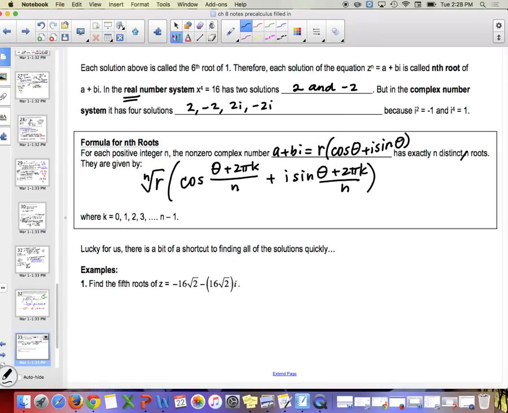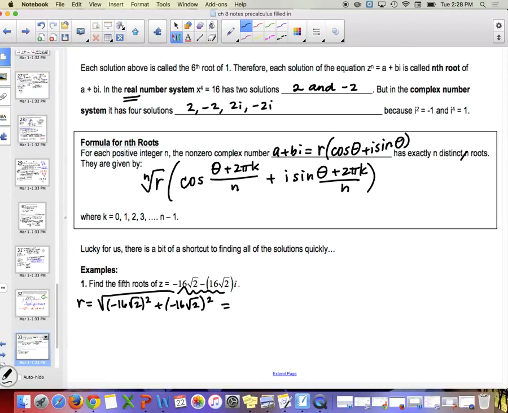So let's think about the 5th roots of this number. Let's first change it into its trigonometric form, or polar form, whatever you want to call it. If we're doing that, r is going to be the square root of negative 16 root 2 squared plus negative 16 square root of 2 squared.